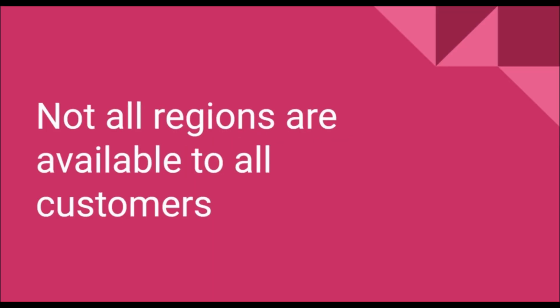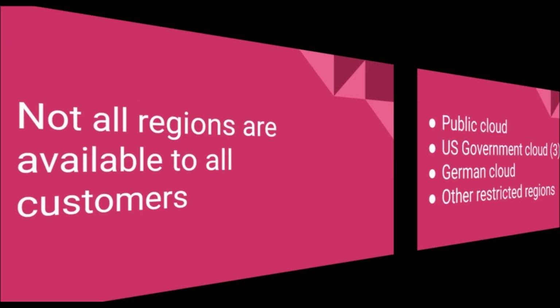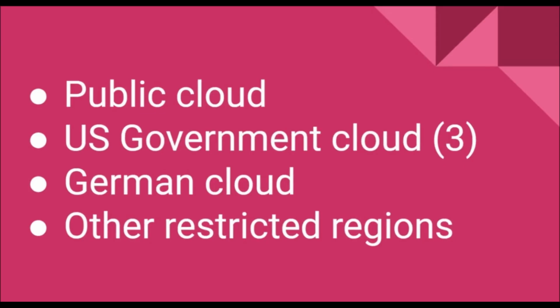Now, you might see that number 54 and think, wow, I'm going to go into Azure and create a server in, imagine, any region. Not all regions are available to all customers. So there is the public cloud. We'll be talking about the public cloud mostly in this course. But let's not forget there are 3 individual government clouds for the US. The German population has its own cloud for German citizens, and other restricted regions.